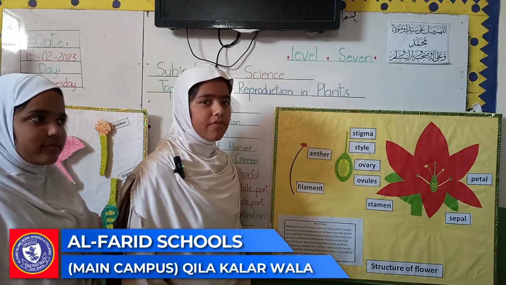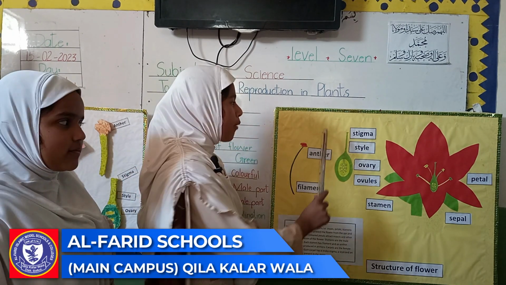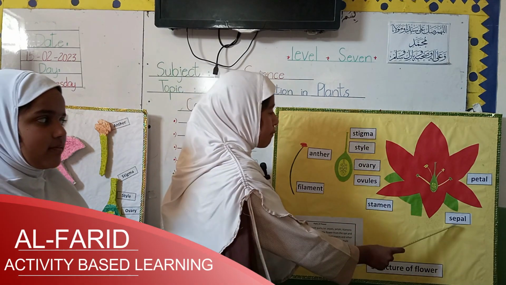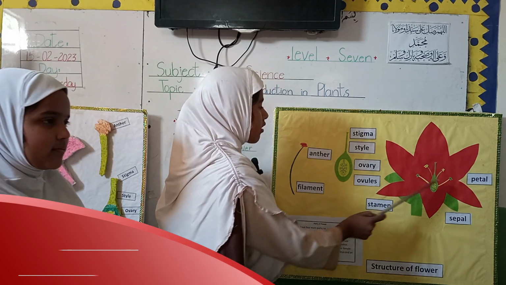This is Chandra from level 7. Today I am going to present parts of a flower. Most flowers have four main parts: sepals, petals, stamens, and carpel.